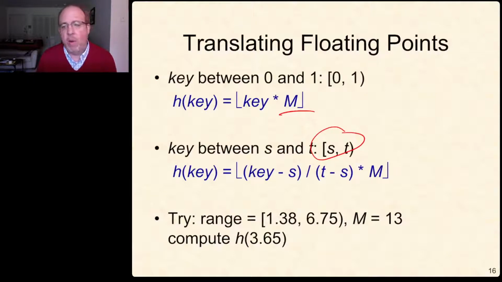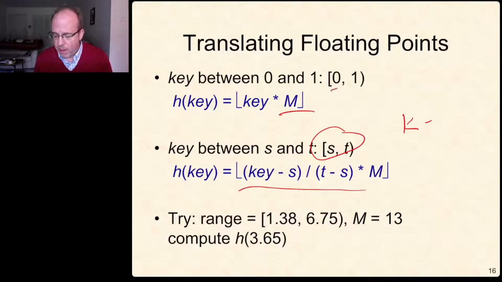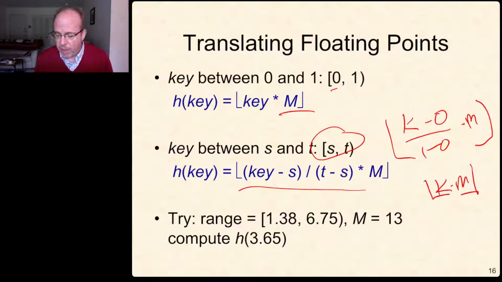Now this is a generalization of any range we happen to know. If we know the values are between s inclusive and t non-inclusive, then we have this more general version. And if you think about how this works, for the range 0 to 1, it's floor of (k minus 0) over (1 minus 0) times m, which is the same as floor of k times m, which is how we get this version derived from the general version.